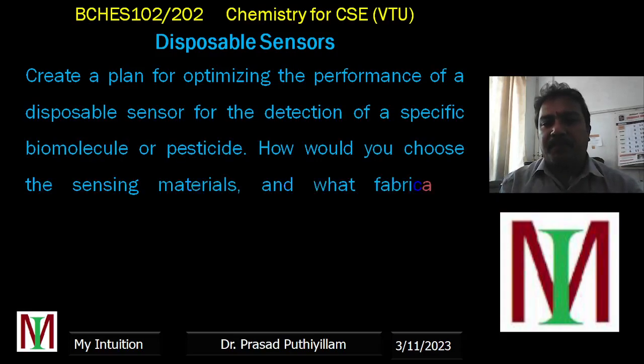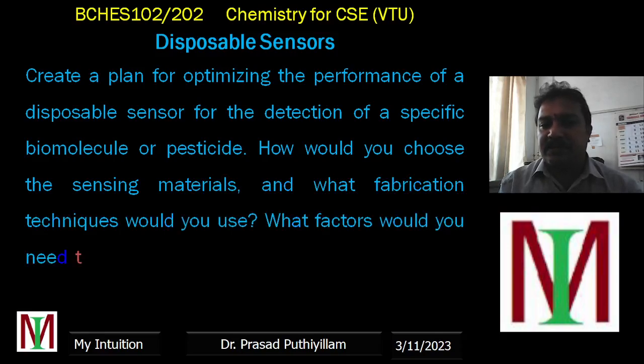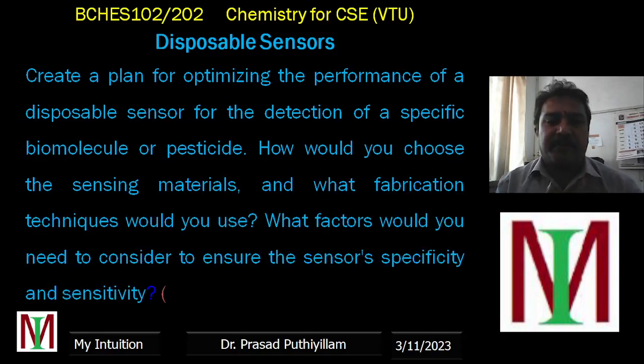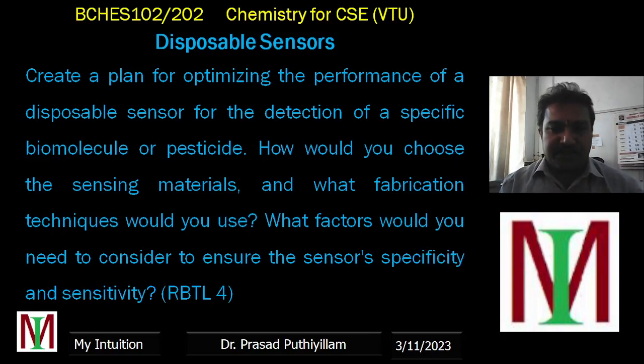Create a plan for optimizing the performance of a disposable sensor for the detection of specific biomolecules or pesticides. How would you choose the sensing material and what fabrication techniques would you use? What factors would you need to consider to ensure the sensor's specificity and sensitivity?